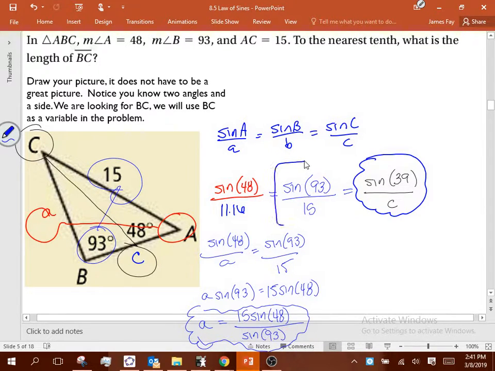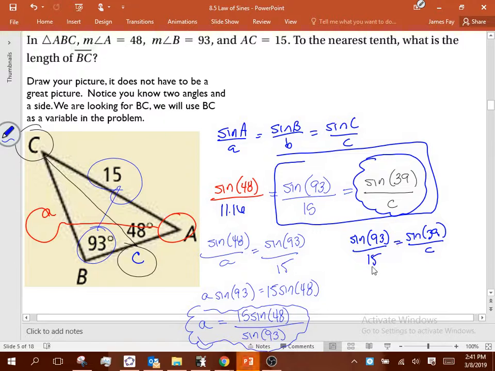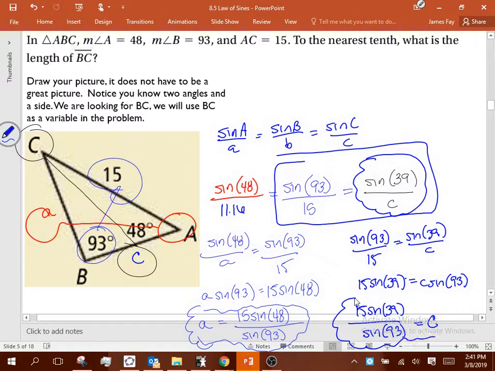If I can avoid it, I'm going to avoid it 100%. So I'm going to put those two together. And I have sine of 93 over 15 equals sine of 39 over C. I'm going to solve that. Cross multiply, so I get 15 sine of 39 equals C times sine of 93, right? How do I solve for C? Good. So you get 15 sine of 39 divided by sine 93, and that's going to allow me to solve for C.